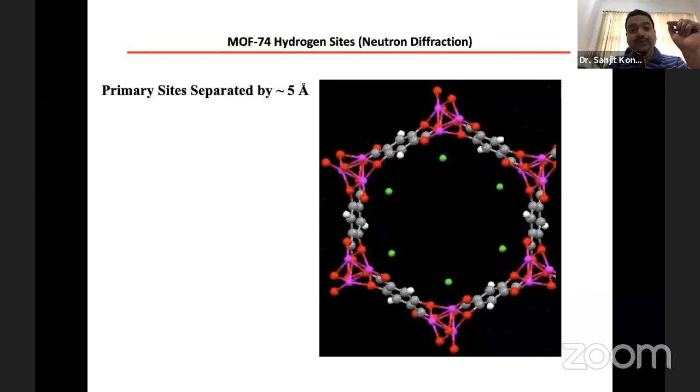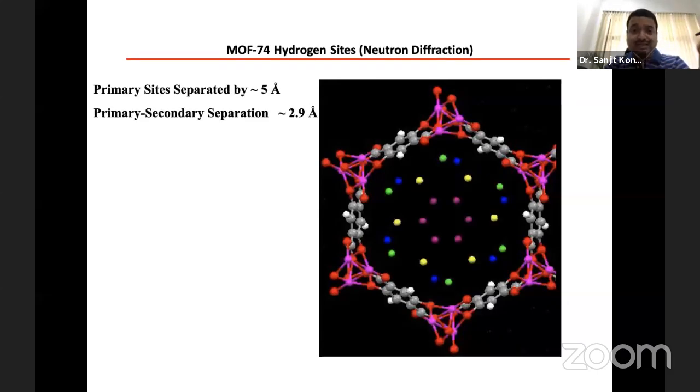Okay, so in MOF 74, they found out that this is the pore. This is the ligand. This is the metal. These metals are connected with another ligand, that ligand is connected with another metal, therefore generating a very big pore. Now, when hydrogen was given, you can see that the positions of the hydrogens are now localized. These greens are the positions of the hydrogen: 1, 2, 3, 4, 5. They are not moving too much here and there, not creating too much pressure.